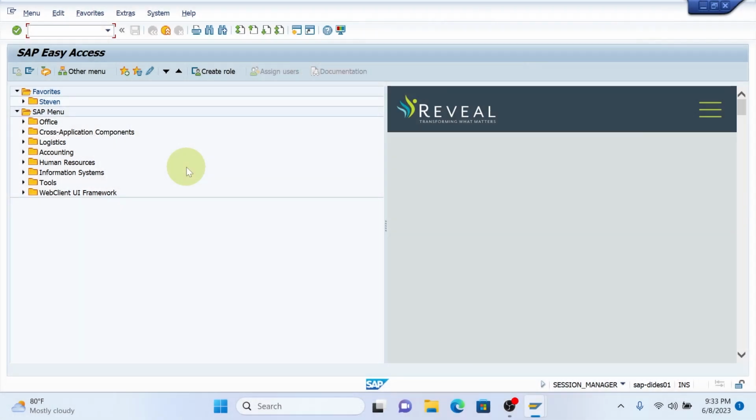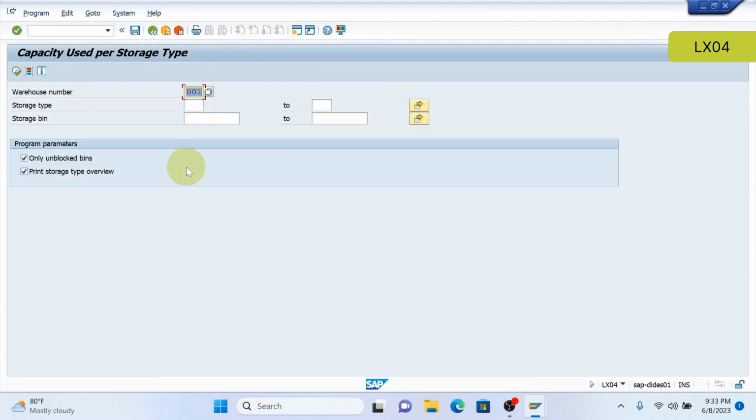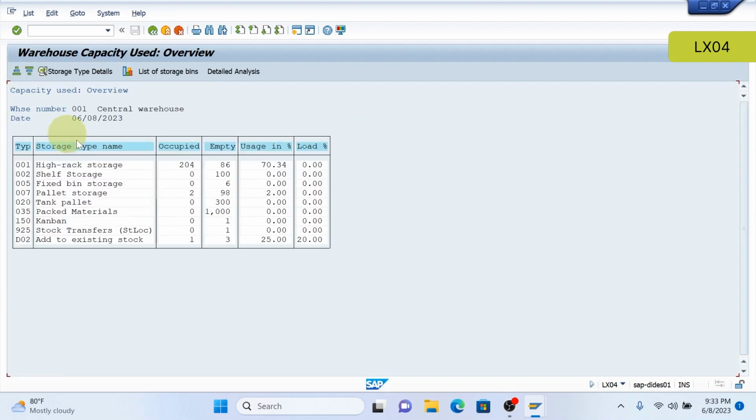When I was running a warehouse, one of the first transactions I would start my day with was T-code LX04. LX04, as you can see here, is capacity used per storage type. So the required field here is going to be your warehouse number. And what it'll do is look at your capacity, amongst many other things, in every storage type within your warehouse.